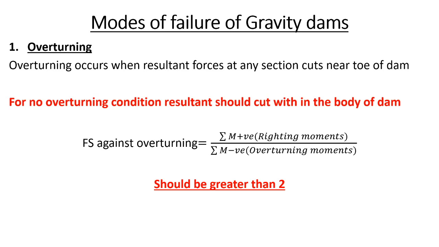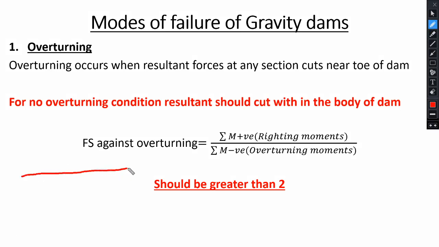For the stability analysis, you know that we considered 3 different forces, that is self-weight of the dam, water pressure and uplift pressure, and the resultant of these 3 forces, if it is cutting near the toe of the dam, then overturning may occur. Again, going back to the concept of stability analysis, I explained you there.